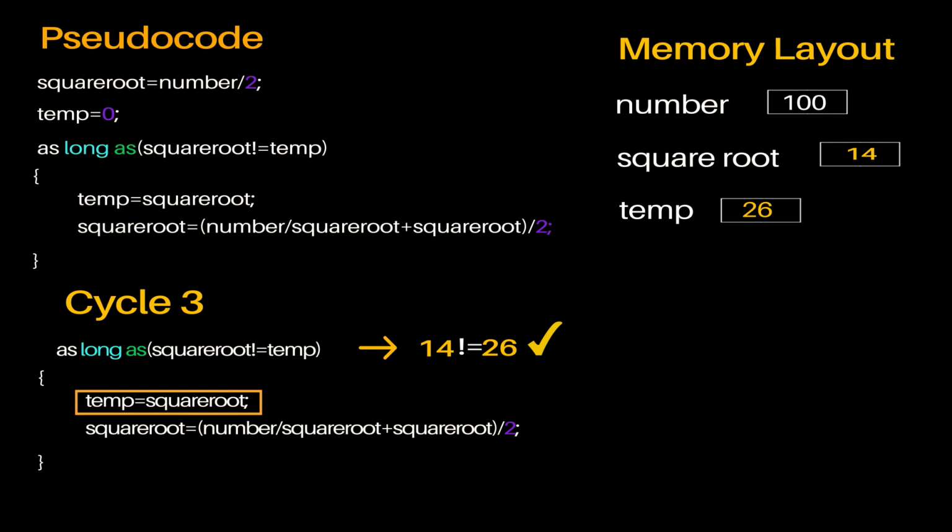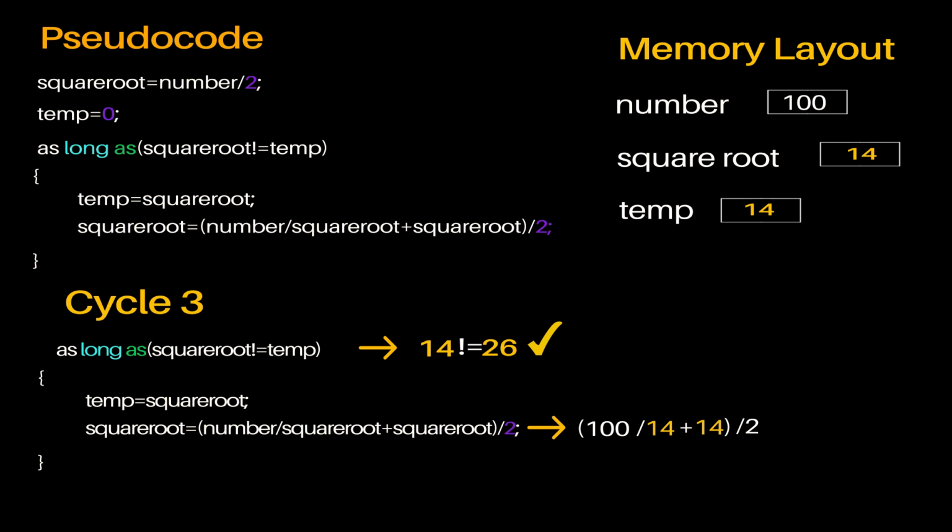So what is in square root? The square root value happens to be 14. So temp variable would also be initialized with 14. So the new value of temp happens to be 14. And the next statement to be executed is square root is equal to number divided by square root plus square root, entire thing divided by 2. Here, square root value happens to be 14 and number value happens to be 100. If I substitute these two values in the statement, I would be getting it as 100 divided by 14 plus 14, whole thing divided by 2.